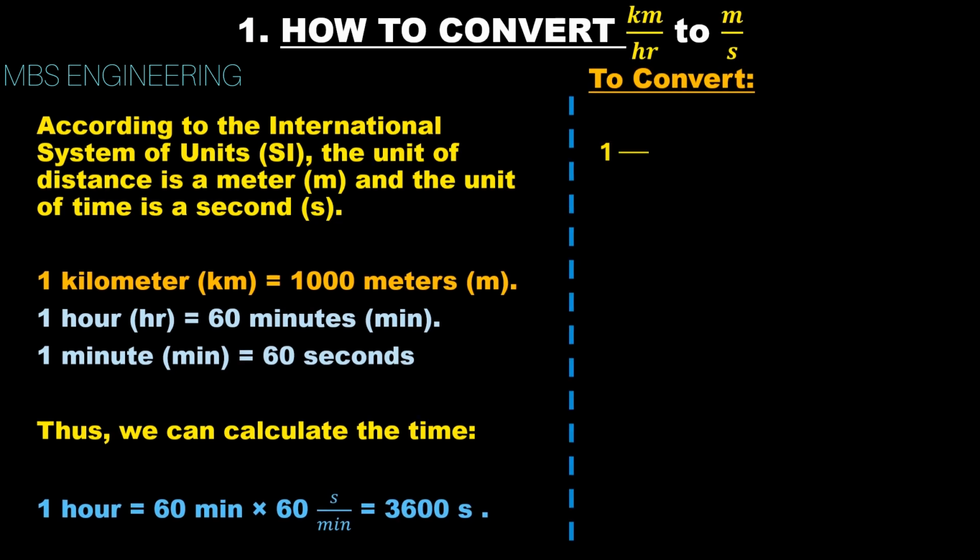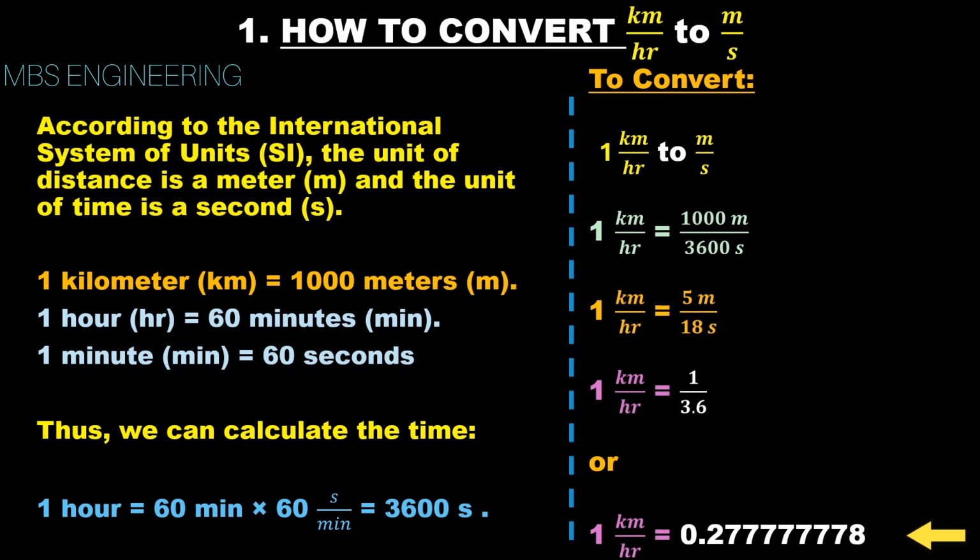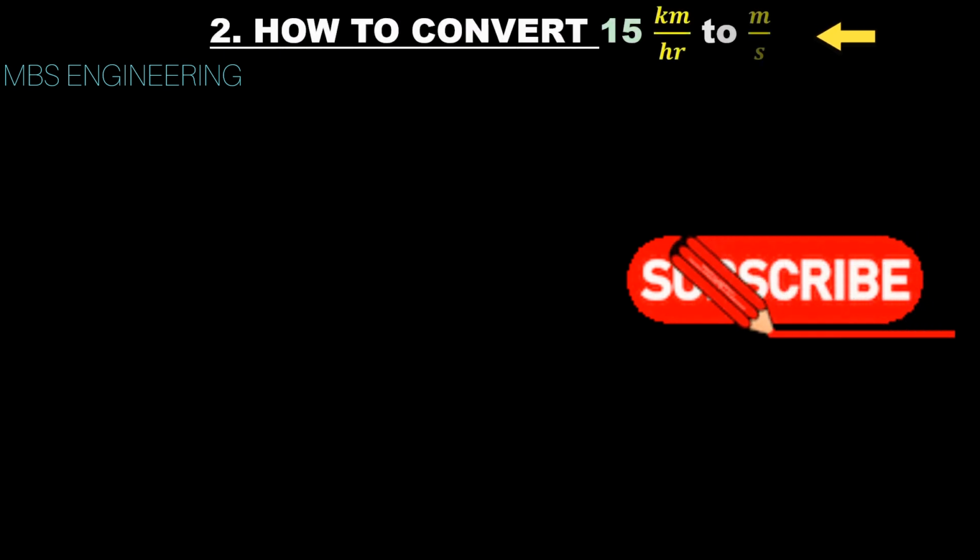Next, how to convert 1 kilometer per hour to meter per second. 1 kilometer is equal to 1000 meters. 1 hour is equal to 3600 seconds. Therefore, 1 kilometer per hour is calculated by dividing 1000 meters by 3600 seconds. Next, 1 kilometer per hour is equal to 5 meters divided by 18 seconds. Next, 1 kilometer per hour is equal to 1 divided by 3.6, or 0.277777778 meters per second.